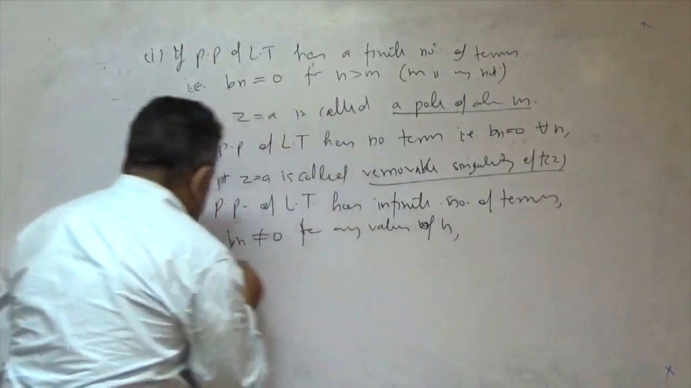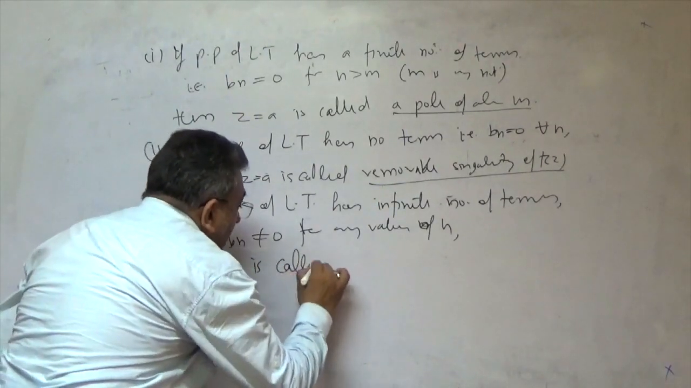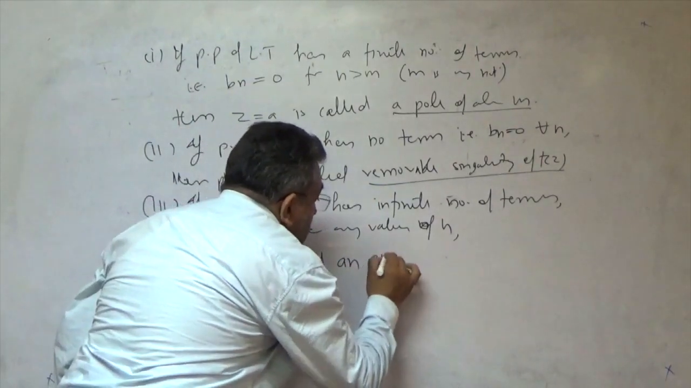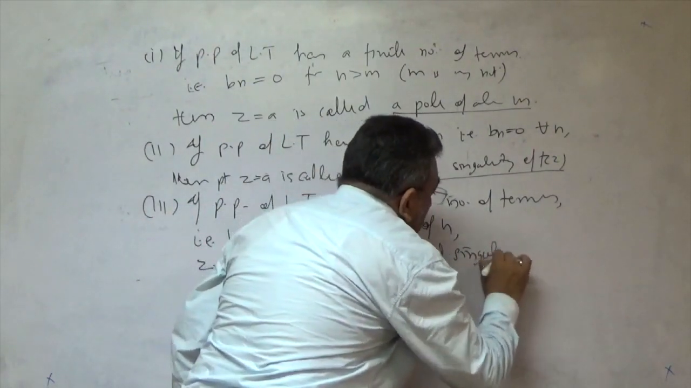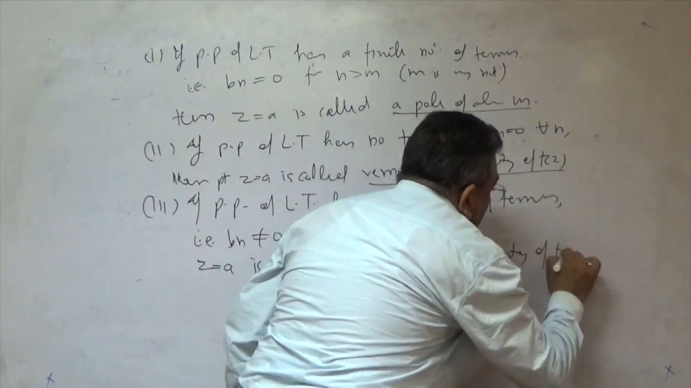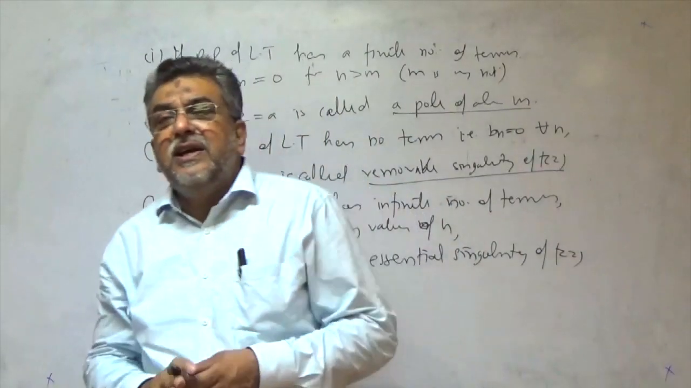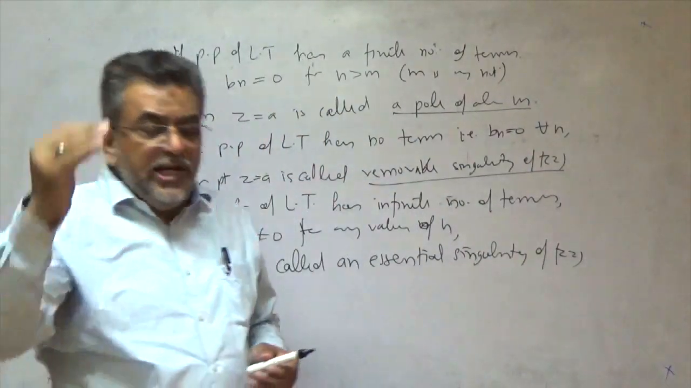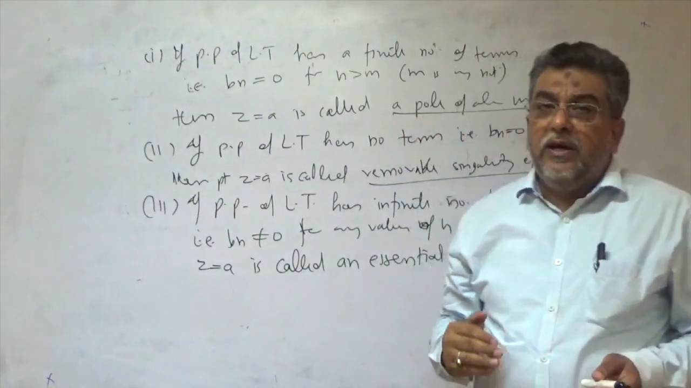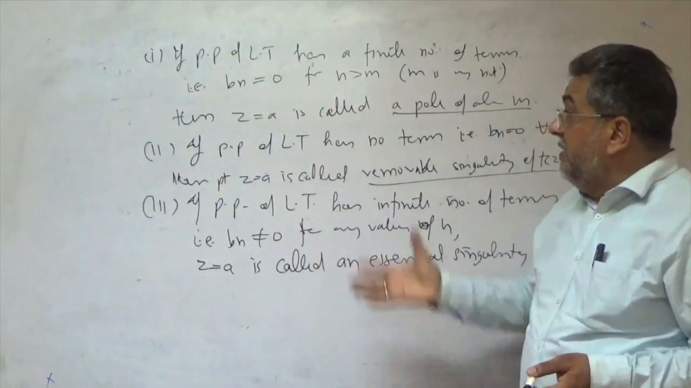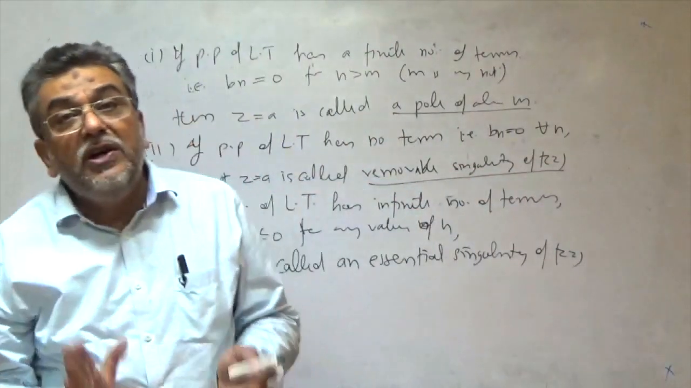In this case, z equal to a is called an essential singularity of f(z). These are the basic differences. You can say these are the definitions of poles, removable singularity, and essential singularity, or the basic differences between all three, and I defined them with the help of the Laurent theorem.